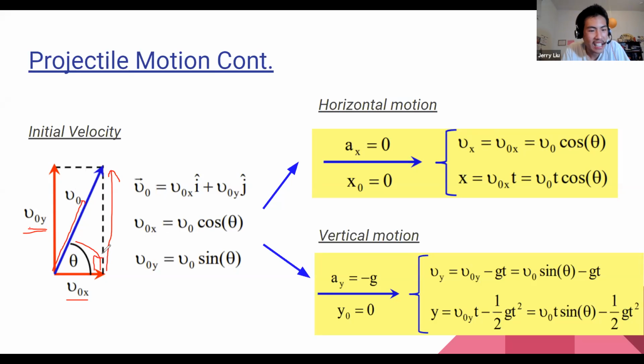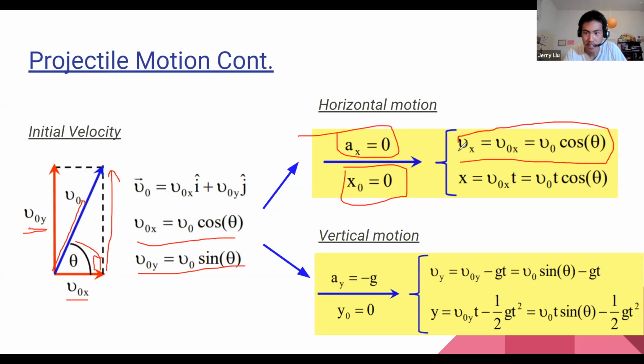Now, what we see inside this triangle is a right triangle, obviously, because the x and y are perpendicular. So we can express each of the magnitudes of these vectors by V zero and theta, the angle. So we have V zero x being V zero times cosine theta. And we have V zero y being V zero times sine theta, just due to basic trigonometry. Thus, if we apply this here, ax is always equal to zero. The initial displacement for the x component is also zero. Vx is equal to v0x, which is equal to v0 cosine theta, and x is equal to v0t cosine theta.